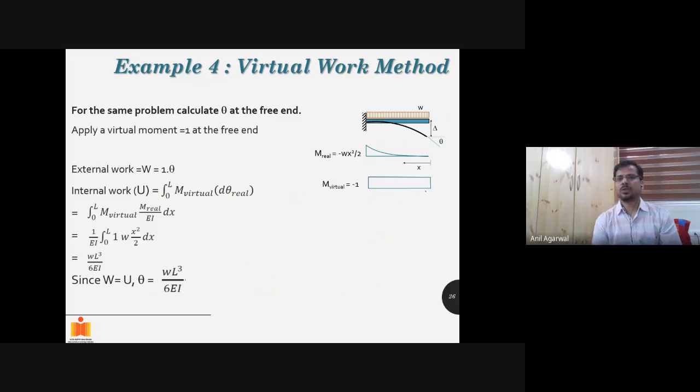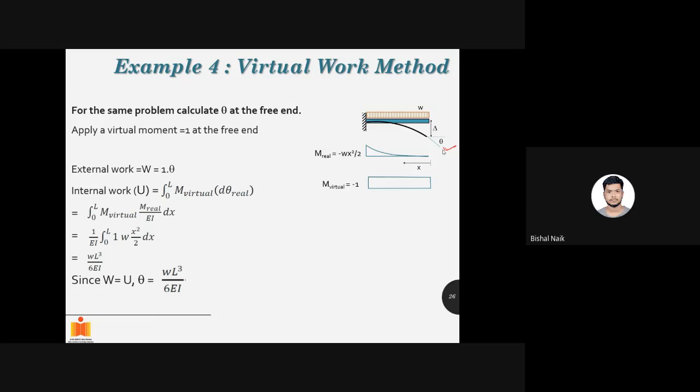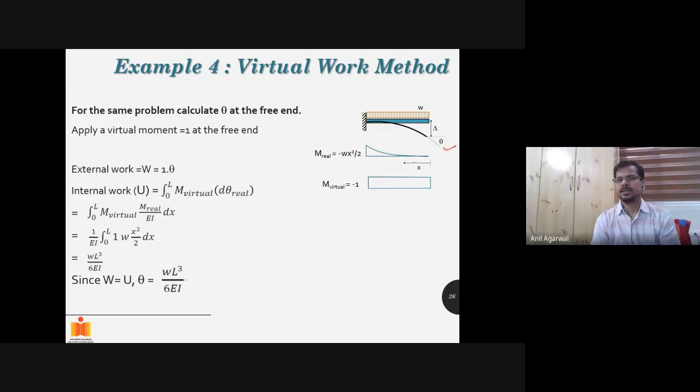Let's calculate the rotation also at the free end, theta. So for calculation of the rotation, what virtual load do I have to apply? Since you have all used Castigliano's method, you must be familiar with this. Moment. Unit moment, sir. Yes, exactly. So we will apply a moment in this direction, let's say. Unit moment, and we will call it m equal to 1. Because of this moment, I am again assuming it to be a hogging kind of moment.